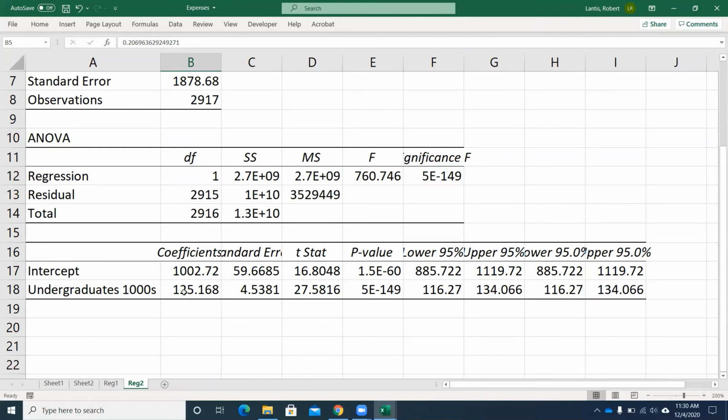But it's not 125 students, it's 125,000 students. Right? Which seems crazy, but increasing your undergraduates by 1,000 is relatively difficult to do for any one individual school year to year. Okay? And the reason why it's 125,000 students is because our Y variable from that second regression was also in the thousands.